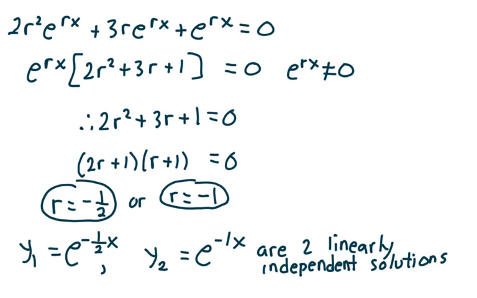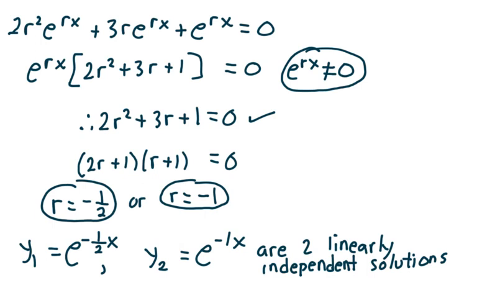If I factor out an e^(rx), I get e^(rx) times the quantity 2r squared + 3r + 1 = 0. But again, remember, e^(rx) is never 0. And so that says 2r squared + 3r + 1 = 0. Now, if I factor, I get (2r + 1)(r + 1) = 0. By the zero product property, we can say that r = -1/2 or r = -1.